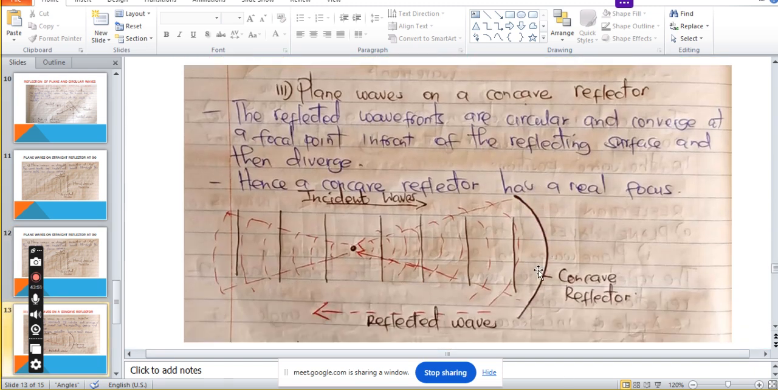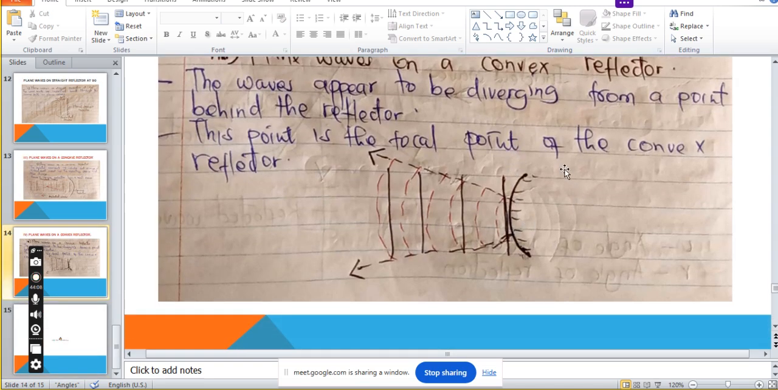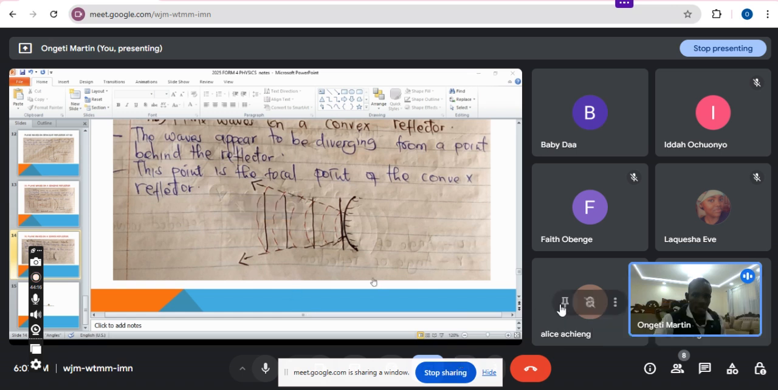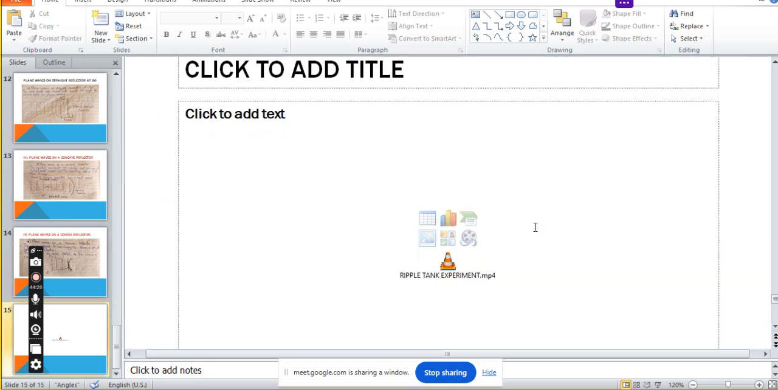And then now a concave reflector. These waves are straight, but when they strike the concave reflector, they now become circular, and then they converge at a point. Then again, this time around a convex reflector. How is this wave behaving? They are as if they are coming from a certain point. You see that? Those are some of the differences that you're supposed to note. Very, very important.